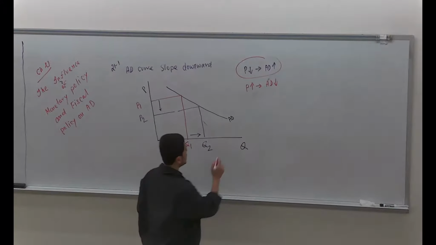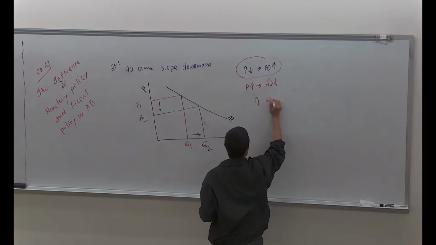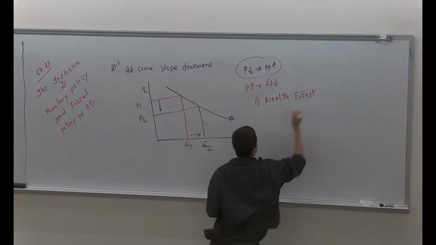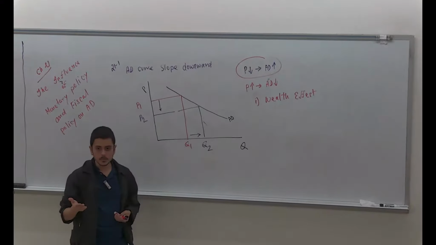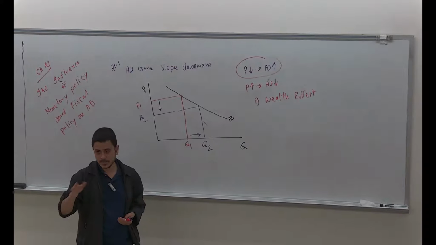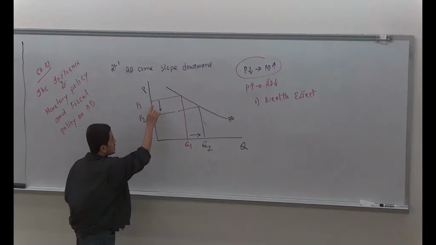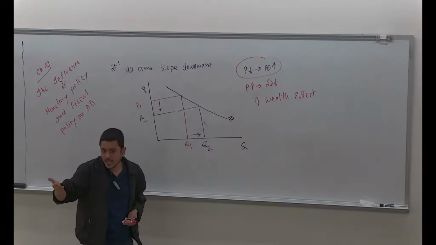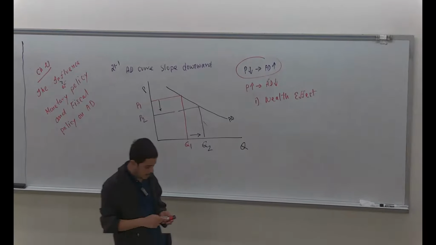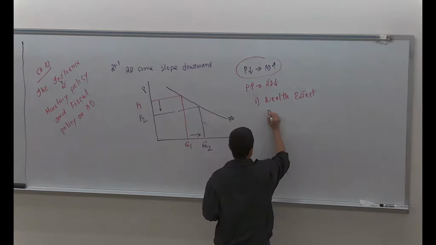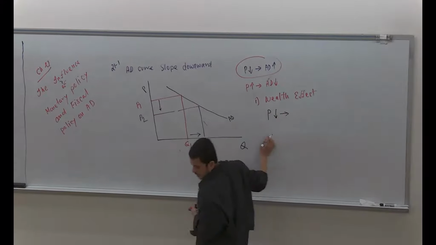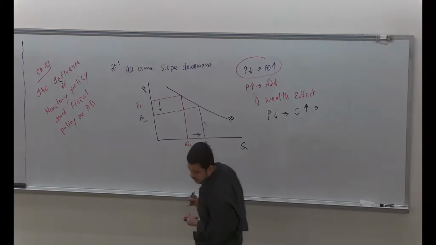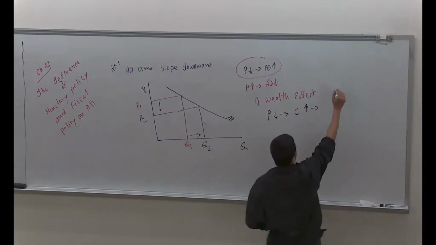There are three explanations. The first explanation is the wealth effect. It means that even though consumers' income is not changing, they're getting the same amount of money, since the price level falls, now actually they are richer, because they can buy everything cheaper. So the price level falls, and that means consumption goes up.